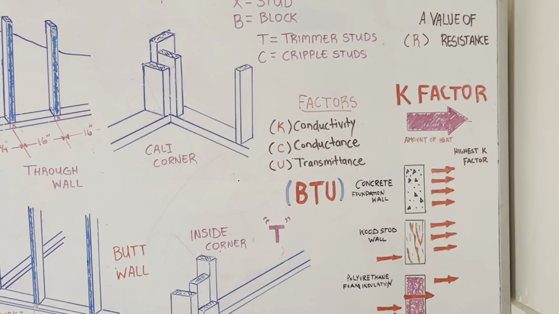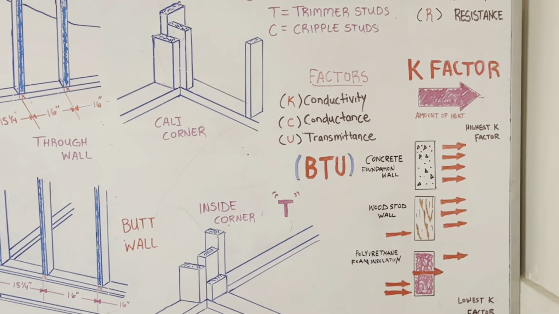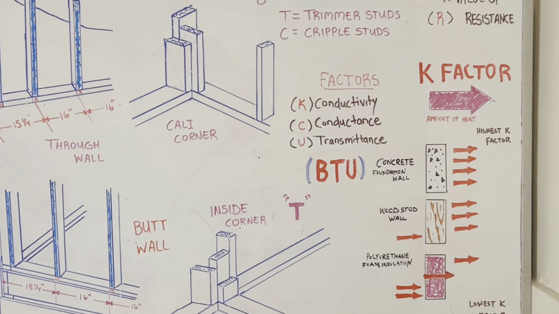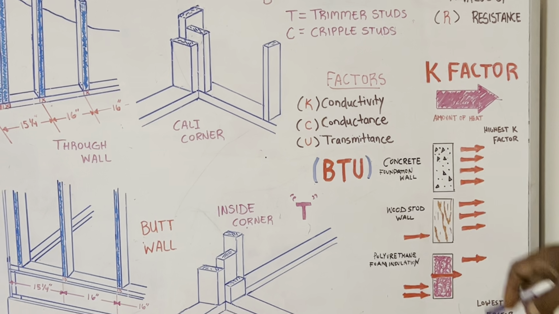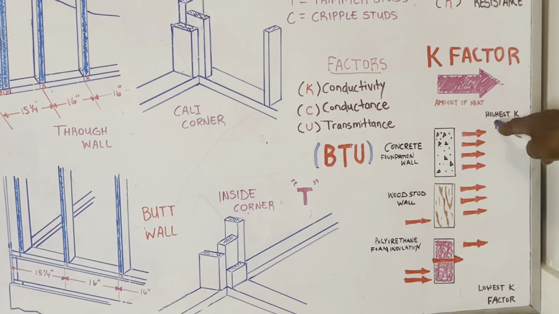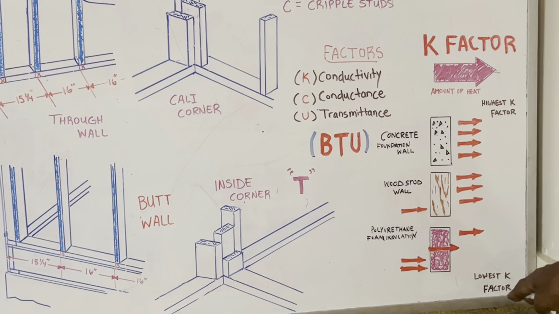All right. Now let's talk about conductivity and conductance. The best materials for insulation have a low K factor. The best materials for insulation have a low K factor. See right here, this is the highest K factor, and down here is the lowest K factor.